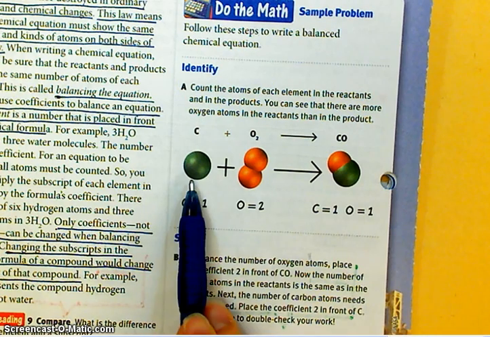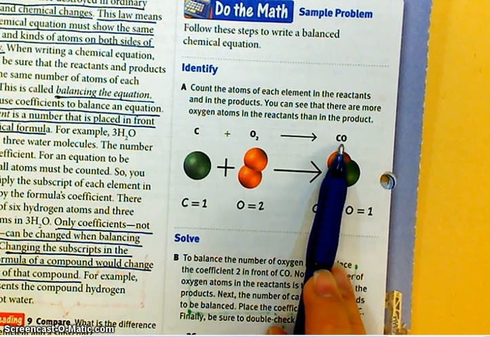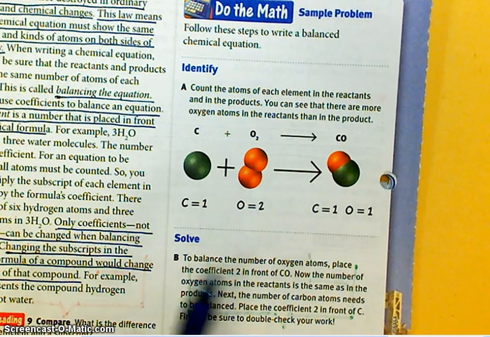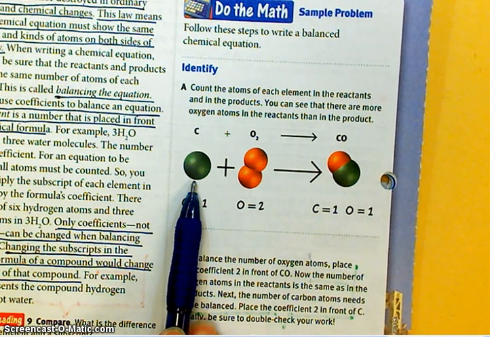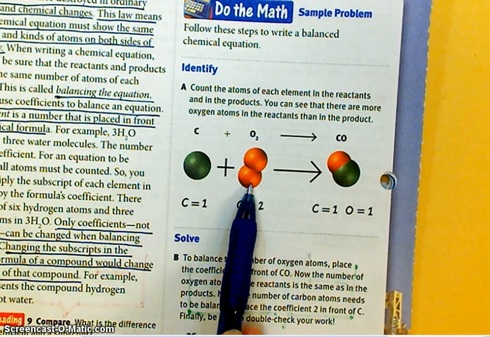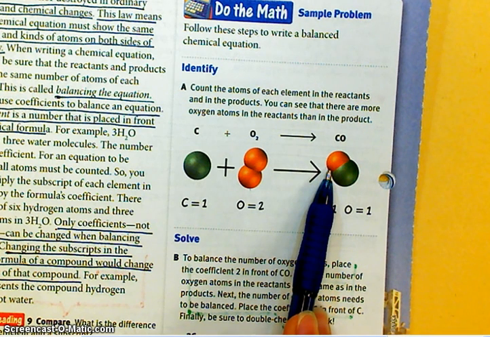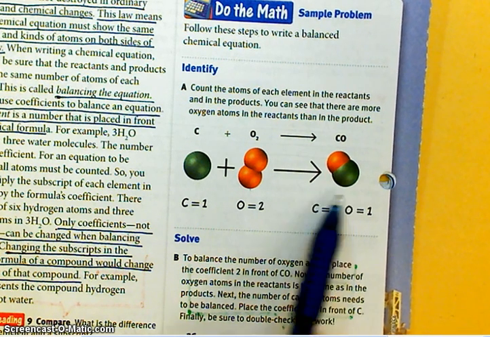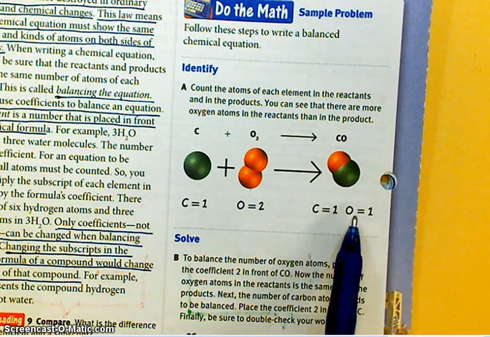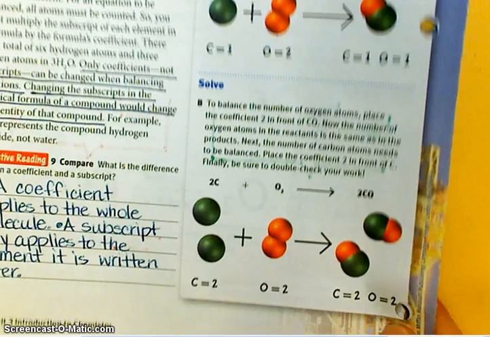So we have carbon reacting with oxygen to produce carbon monoxide. Okay, carbon, I have 1 on the reactant side and I have 1 on the product side. But I have 2 atoms of oxygen on the reactant side and only 1 on the product side. So something has happened. If I leave it this way, what I'm saying is that somehow an oxygen has magically disappeared, and that can't happen. So what do we do to fix it?